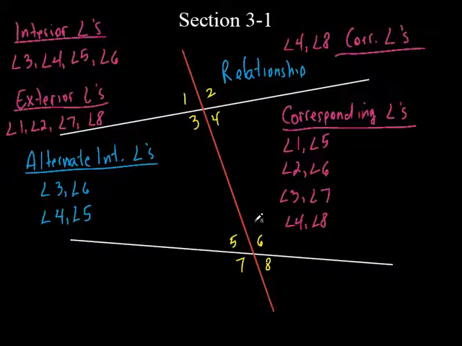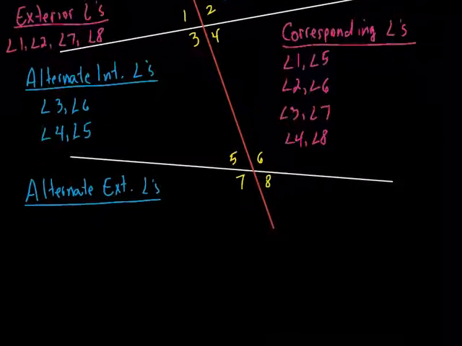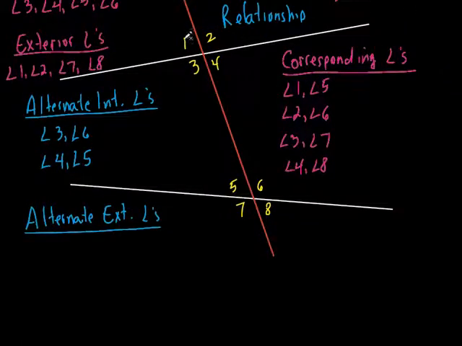Did we stop there yesterday, or did we do alternate exterior yesterday? We didn't? Okay, there is another one called alternate exterior angles. So we talked about which ones are exterior angles. Let's now talk about which ones are alternate exterior angles. Let's push that up a little bit. So my exterior angles are 1, 2, 7, and 8. So which ones are complete opposites? Let's just start with one of them. Let's just take angle 1.